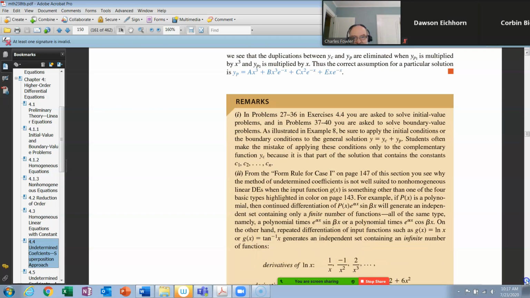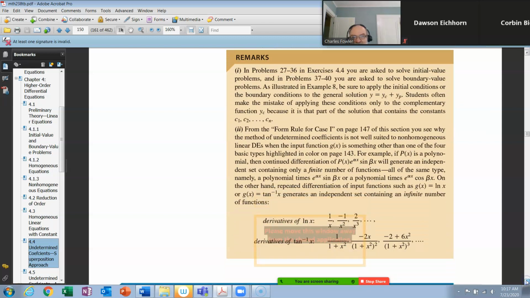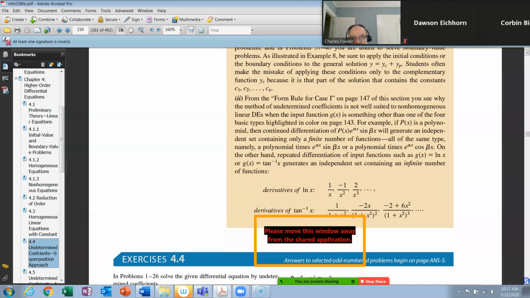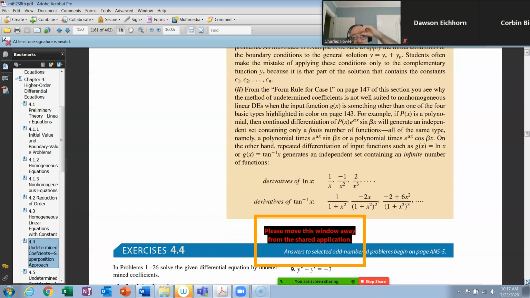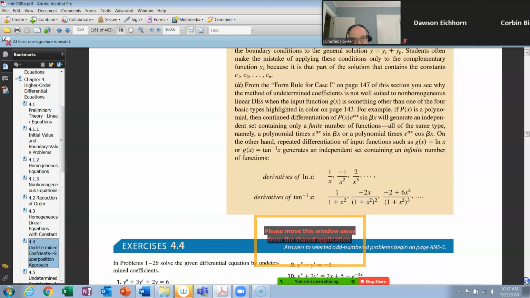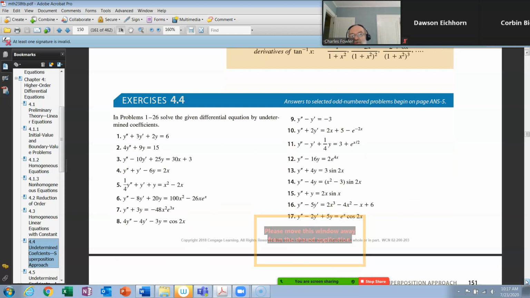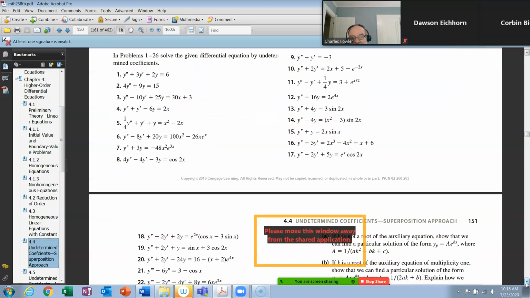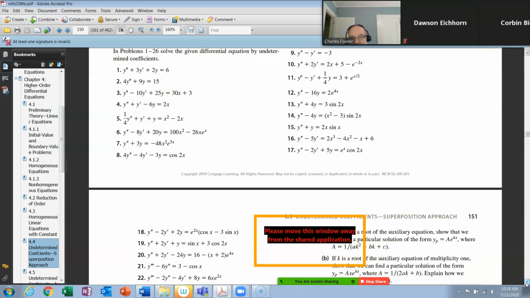So the remarks, like I said, I don't see anything super. They're talking about the problems coming up. You can look at those, see what you get. They talk more about that form rule for case 1. So I'll leave that with you there. So homework exercises. If they help you when you're doing your test, do them, because these answers are in the back of the book. So do any of the odds 1 through 25, okay, that you need to do to help you do your final exam.